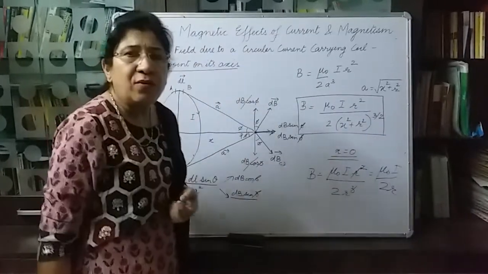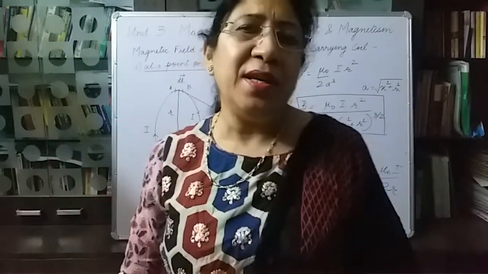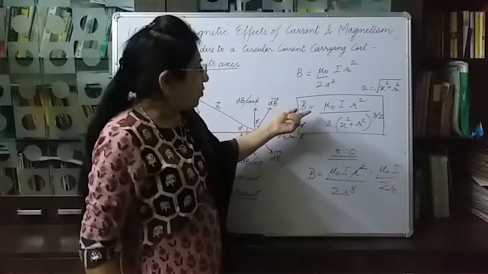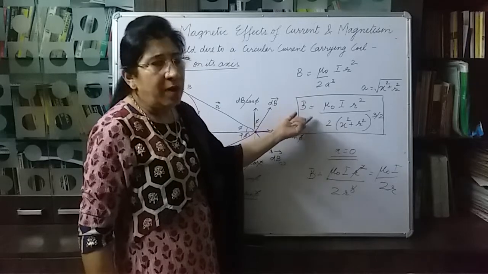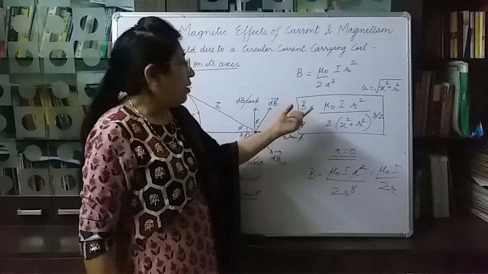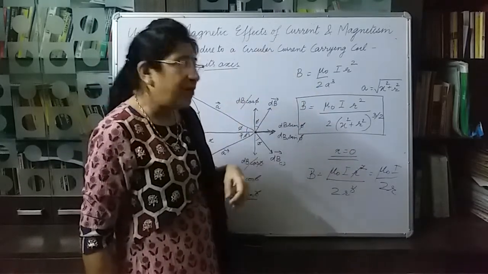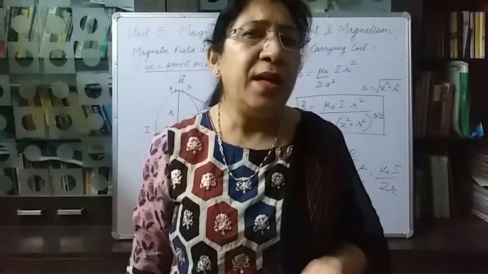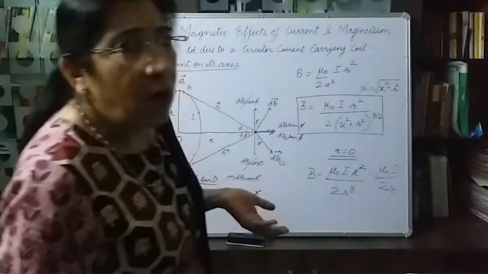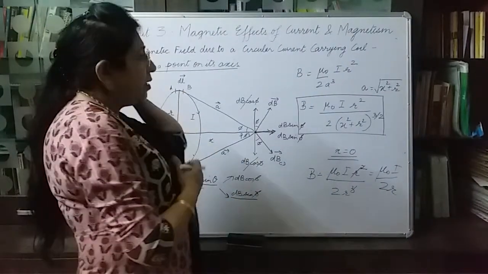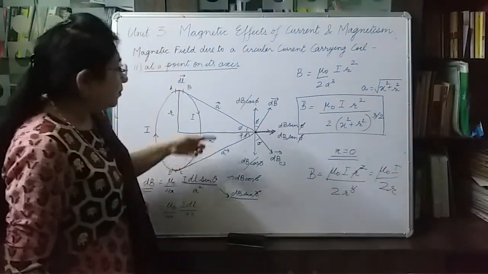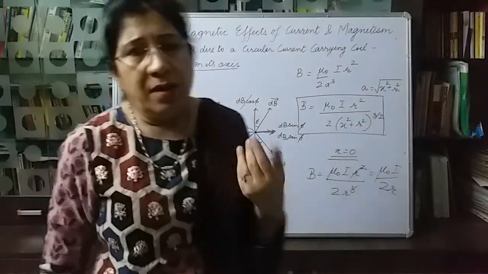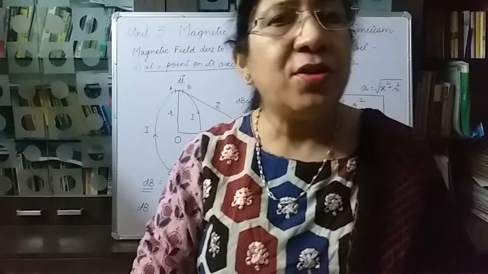We have already found this expression directly by using Biot-Savart law. So the magnitude in general at any axial point of the circular current carrying wire, B, is given by this expression. And the direction of B will always be in a plane perpendicular to the position vector. So this is another application of Biot-Savart law.